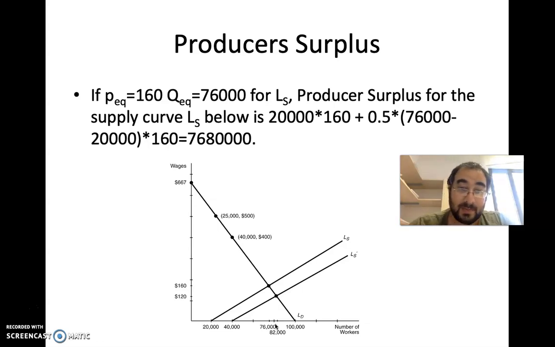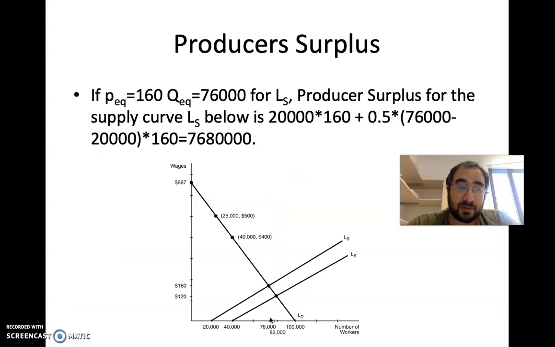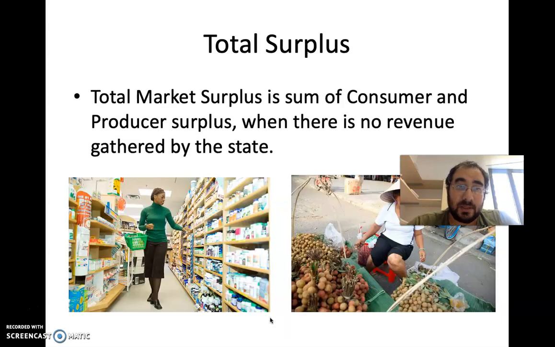In that case, you don't have a triangle anymore, but you have a trapezoid, because for some people the whole money they got is part of the surplus, but for some other people the whole money they got is not a surplus. I mean, part of the money was already needed to get into the market. Okay, so this is how the producer surplus is calculated.